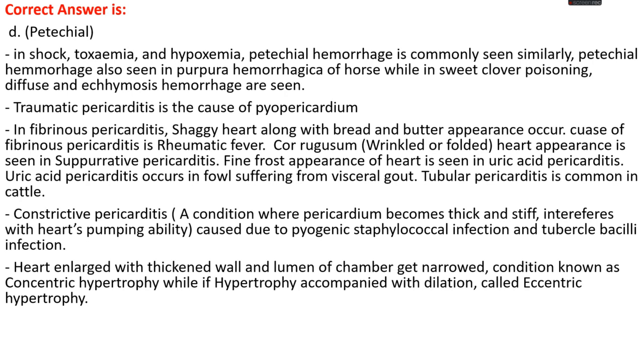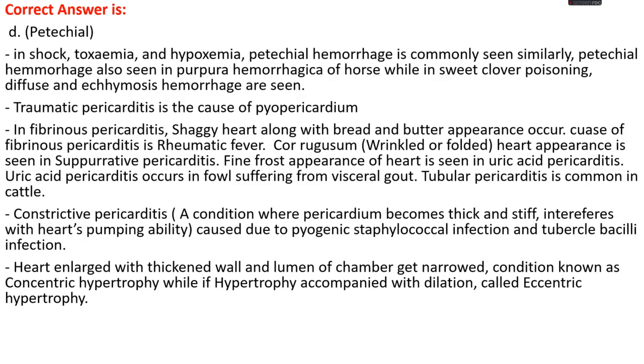Cor rugosum, that is a wrinkled or folded heart appearance, is seen in case of suppurative pericarditis. Fine frost appearance of heart is seen in case of uric acid pericarditis. Uric acid pericarditis occurs in fowl that is suffering from visceral gout. Tubercular pericarditis is common in case of cattle. Constrictive pericarditis is the condition where the pericardium becomes thick and stiff, interfering with the heart's pumping ability.